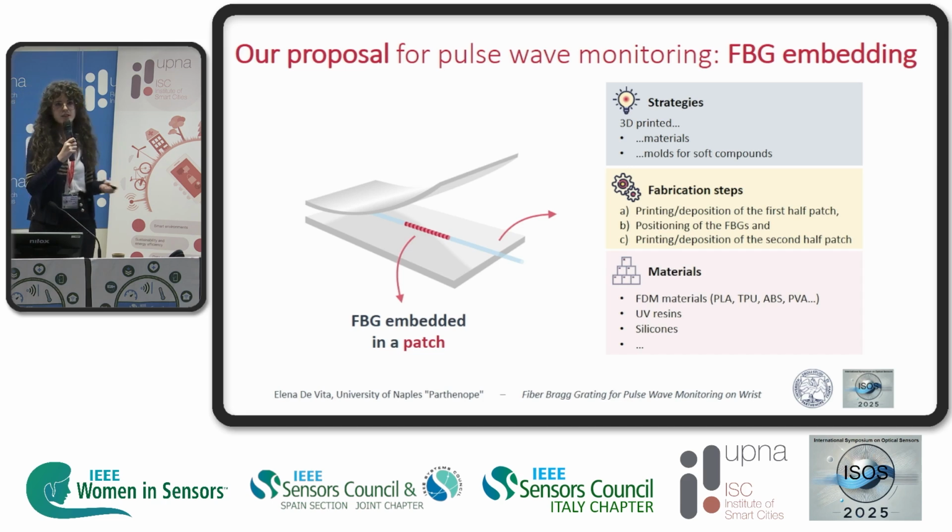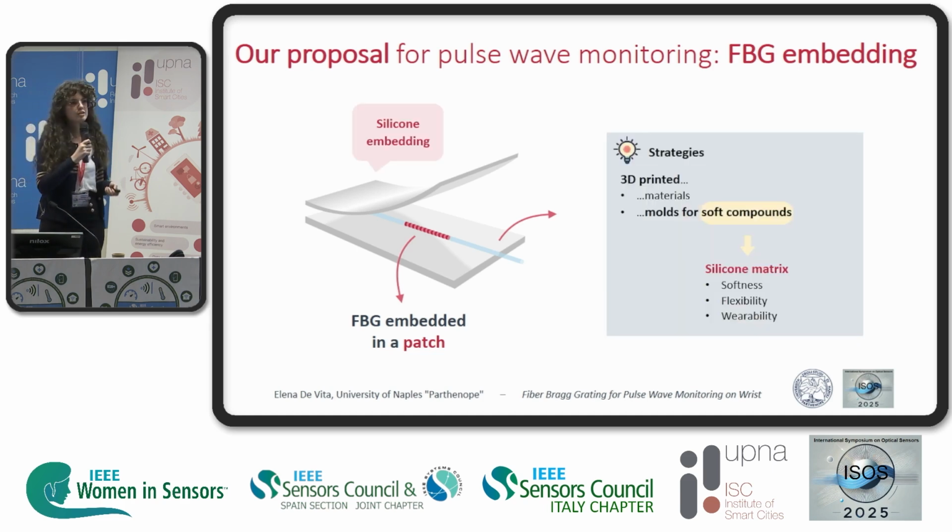For the embedding, we can use, of course, 3D printing, and we can use different materials like TPU, ABS, depending on the characteristics that we want. Also resins if we think about stereolithography. But in our case, we use 3D printing not to print the final device, but the mold to shape the final device, because we aim to obtain a flexible, soft device. And this final device, embedding the FBG, can be called a patch.